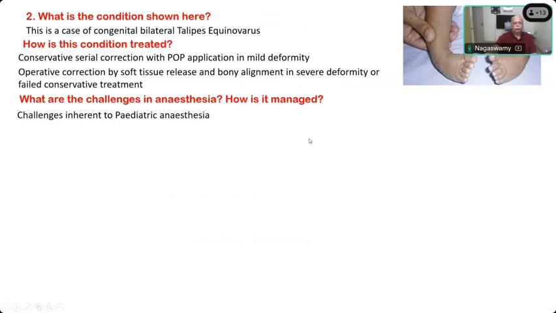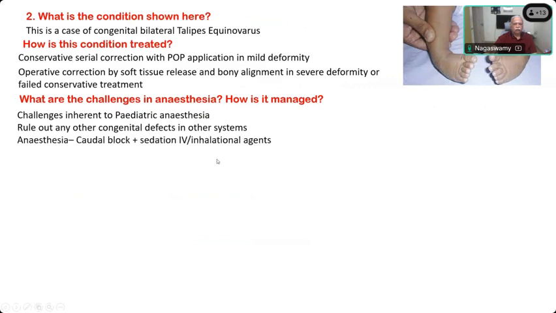Then, it can be associated with any neuromuscular disorders, you have to rule out. Okay. Rule out any congenital defects in other systems. All the time, whenever you get any congenital abnormality, please add this sentence also to your answer. I will rule out other congenital abnormalities that may be present in the CVS or in the musculoskeletal system or in other parts, other systems may be affected. So I have to rule out other congenital anomalies.